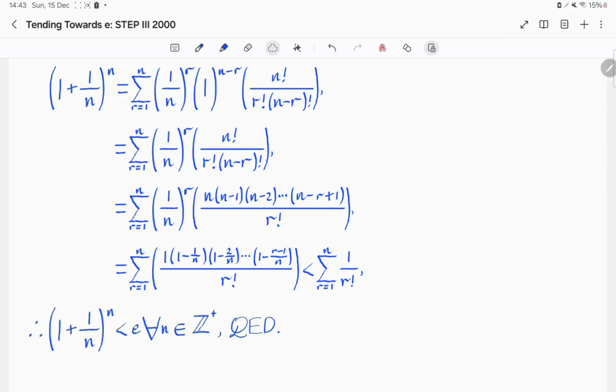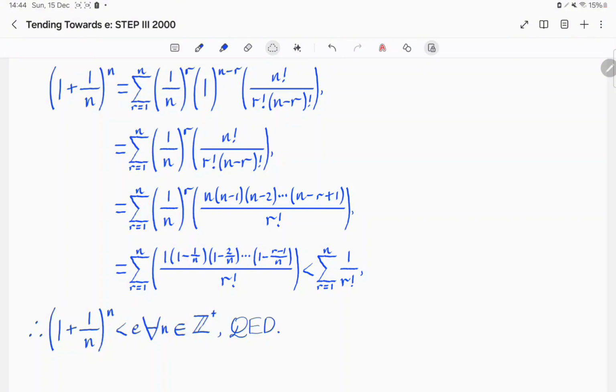This simplifies down to the sum from r equals 1 to n of (1 over n) to the r multiplied by n, n minus 1, n minus 2, multiplied all the way to n minus r plus 1, all over r factorial. This is equal to the sum from r equals 1 to n of 1 minus 1 over n, 1 minus 2 over n, all the way to 1 minus (r minus 1) over n, all over r factorial.